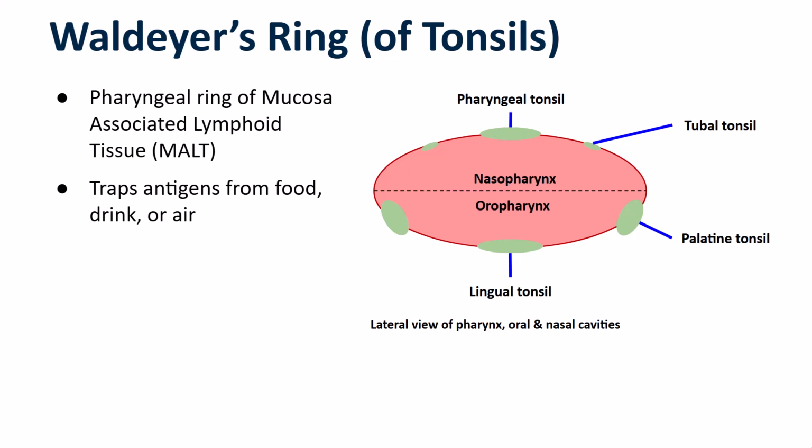We discussed this in lymphatics. Any material that you consume or you breathe in has the opportunity of bumping up against these tonsils, this mucosa, and exposing any antigens that are consumed or breathed in to the lymphatic system, so as to get a jump start on the process of mounting an immune response. So Waldeyer's ring includes the pharyngeal tonsil, the tubal tonsils, those are of the nasopharynx, as well as the palatine tonsils, and the lingual tonsil of the oropharynx.